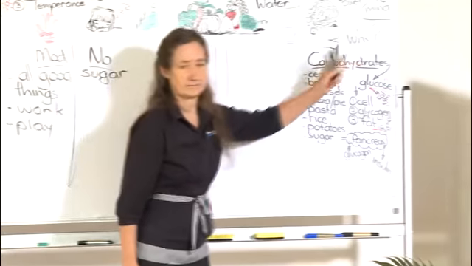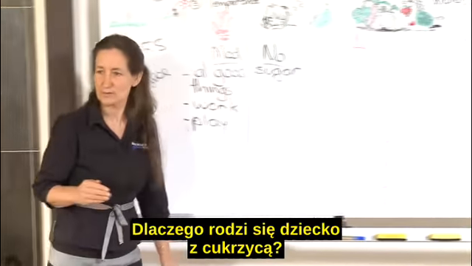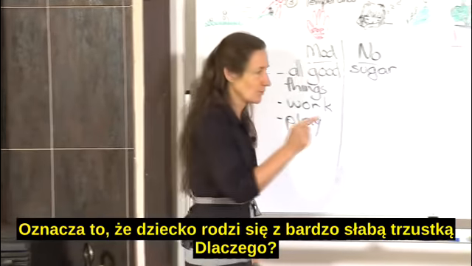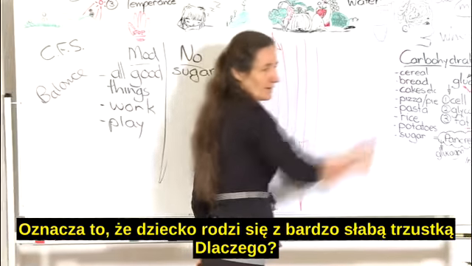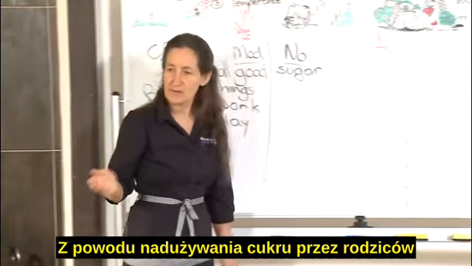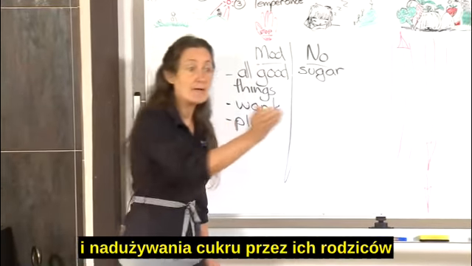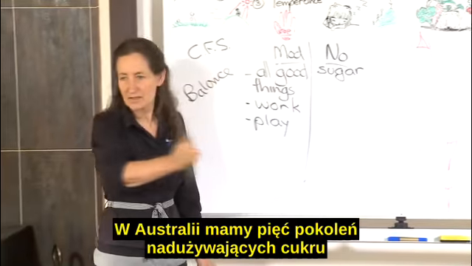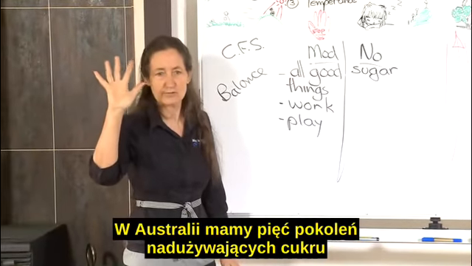Why is a child born with diabetes? That means a child's born with a very weak pancreas. Why? Because of the parents' sugar abuse and their parents' sugar abuse. In Australia today, we've got 5 generations of sugar abuse.